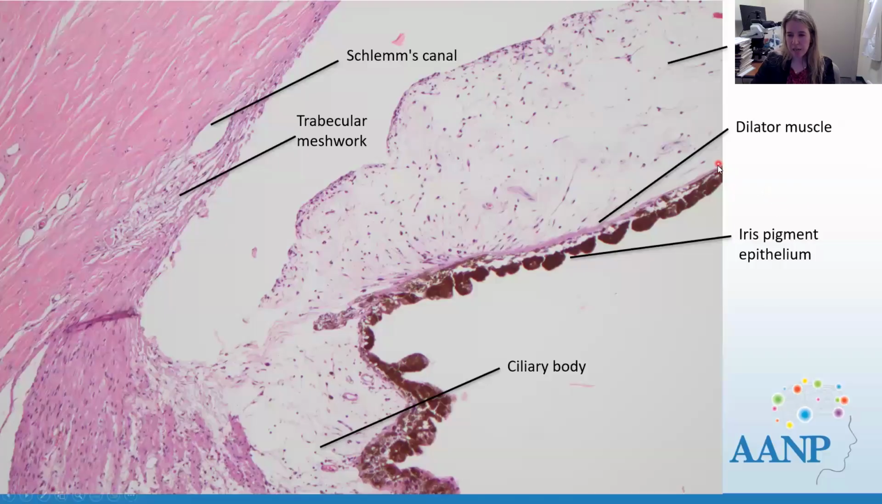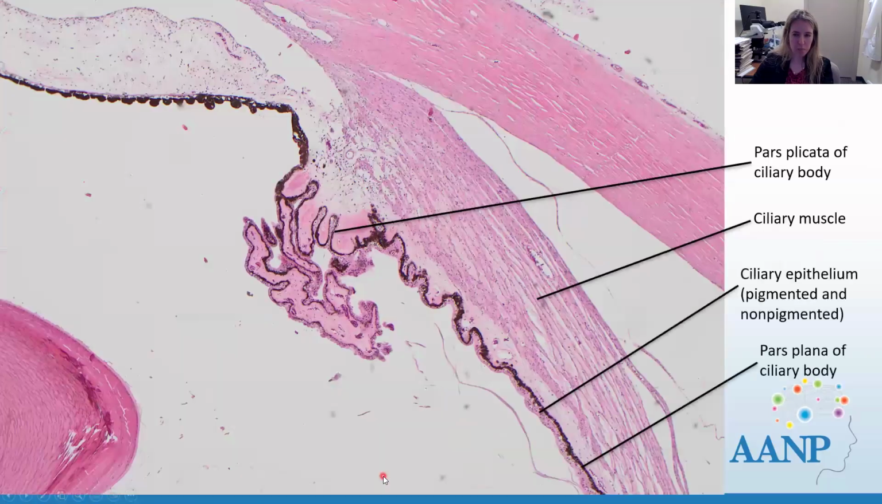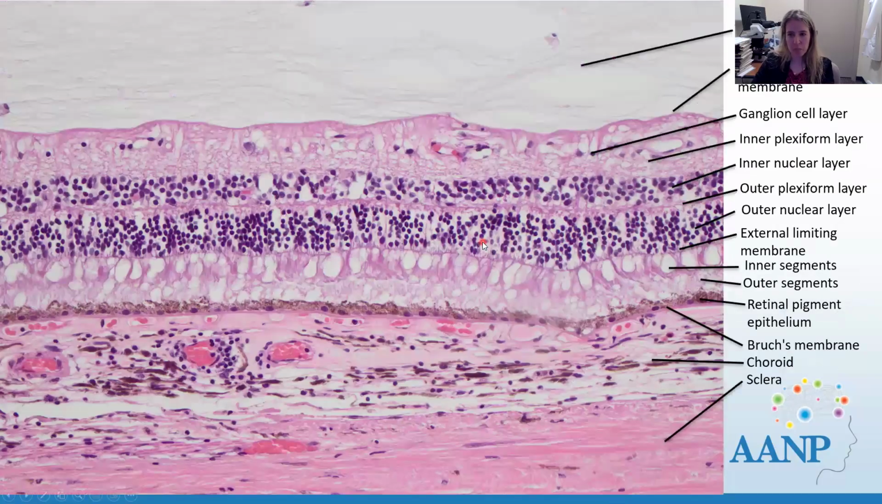There's the Schlemm's canal and trabecular meshwork. This is the iris. The iris has dilator and sphincter muscles in it. This is the iris pigment epithelium, and it continues on to the ciliary body. The ciliary body has a folded area called the pars plicata. Zonules extend from this to support the lens. You usually never see them in histopathologic specimens. And then you have also the ciliary muscle and the flat part of the ciliary body, which is called the pars plana. The epithelium over the ciliary body converts to a pigmented and a non-pigmented layer, and then it continues on to turn into the retina.